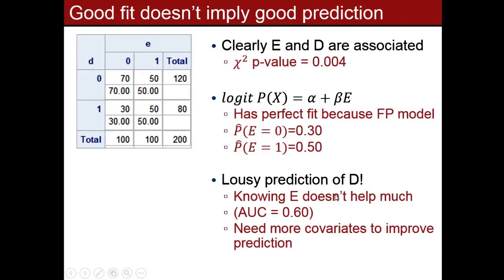So this is just to show that this model will have great fit, but do a really bad job at prediction. In fact, the area under the ROC curve here is 0.6, which we'll see is really low predictive value. So knowing exposure doesn't tell you much about disease risk here, even though there's an association.